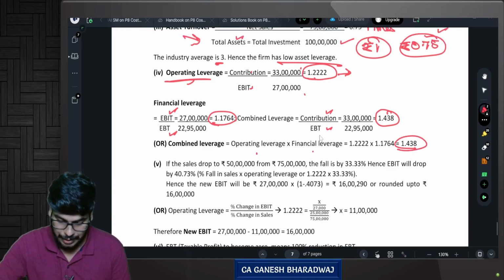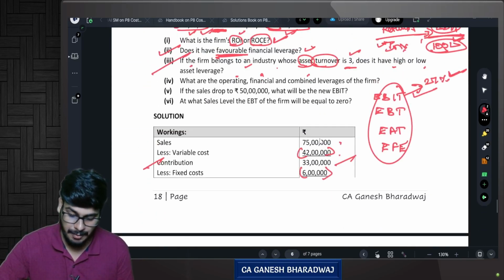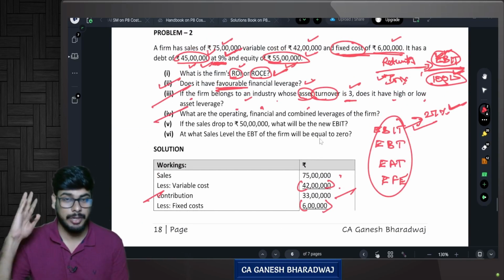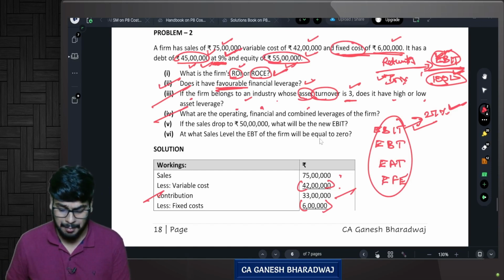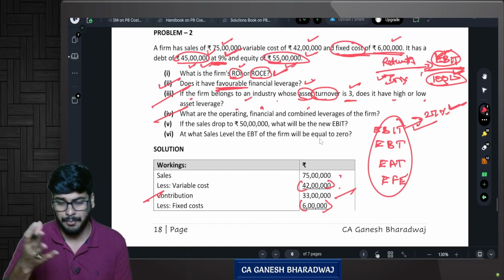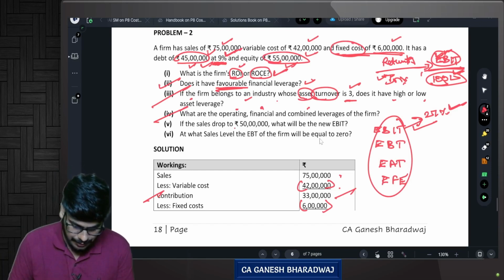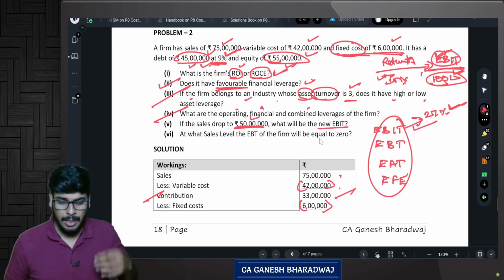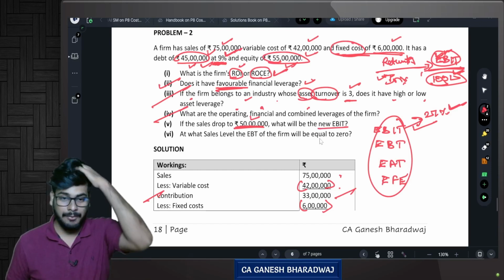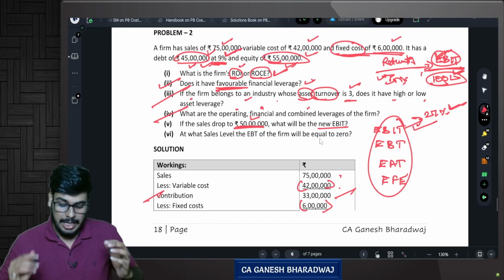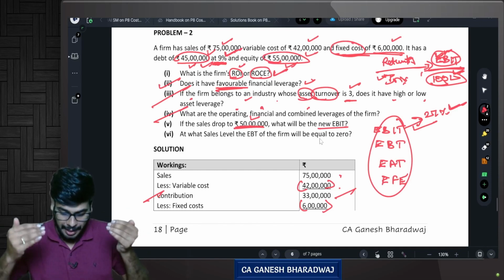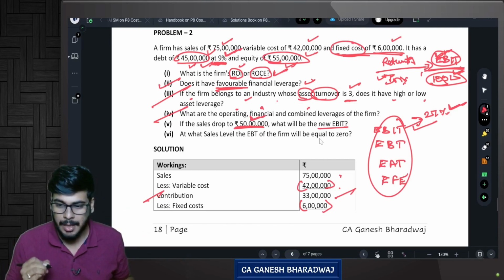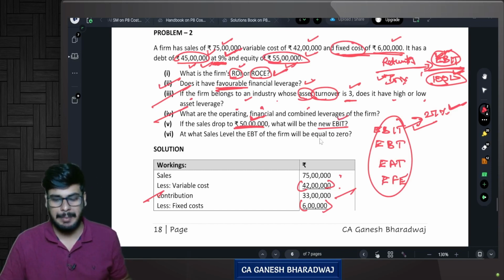Now, the last two parts of the question are very, very interesting. This is where you need to understand this. These are very important parts because these two are the core of leverage. Now, look at this. If the sales drop to 50 lakhs, what will be the new EBIT? Now, carefully listen. What have they asked? If my sales reduce to 50 lakh rupees, then what will be the new EBIT?